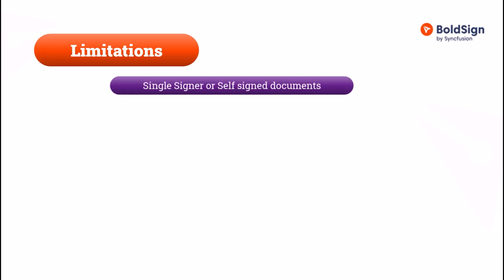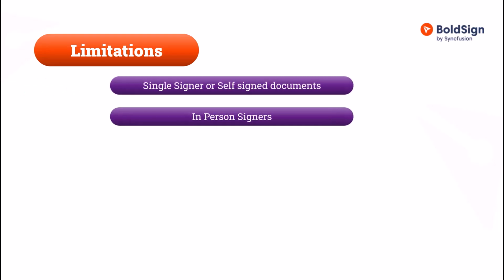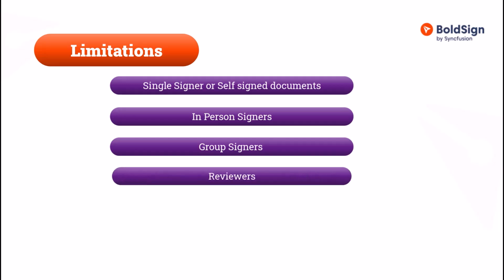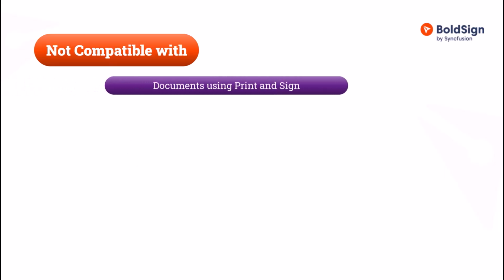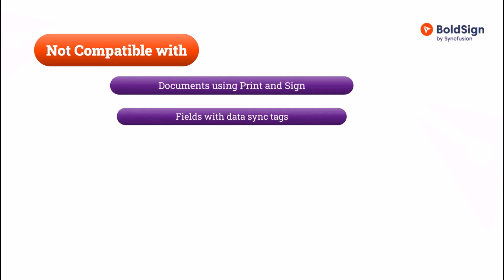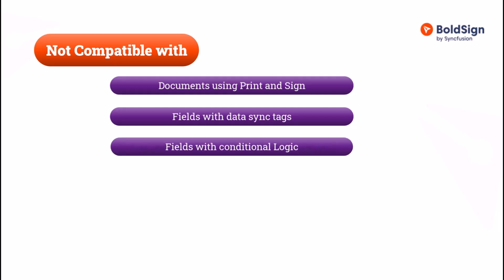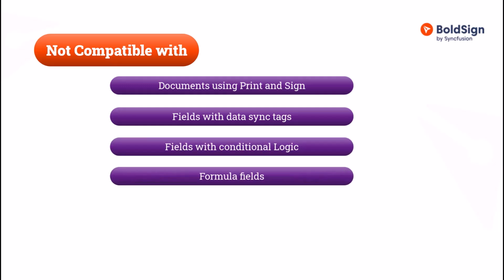Please note, the following limitations apply when working with collaborative fields. Collaborative fields are not supported for single signer or self-signed documents. Collaborators cannot be in-person signers, group signers, or reviewers. Not compatible with documents using print and sign, fields with data sync tags, fields with conditional logic, and formula fields.